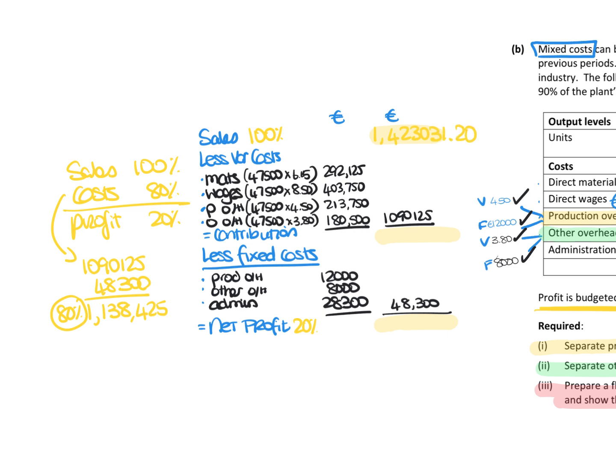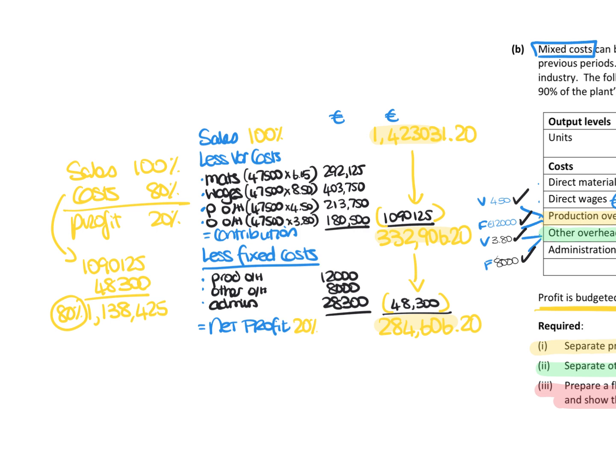If we divide that by 80 and multiply it by 100, we will get 1,423,031.20. Then we take the variable costs away from that, and we get 332,906.20. Then we take away 48,300 from that, and we get 284,606.20. And that is how we do the marginal costing statement.